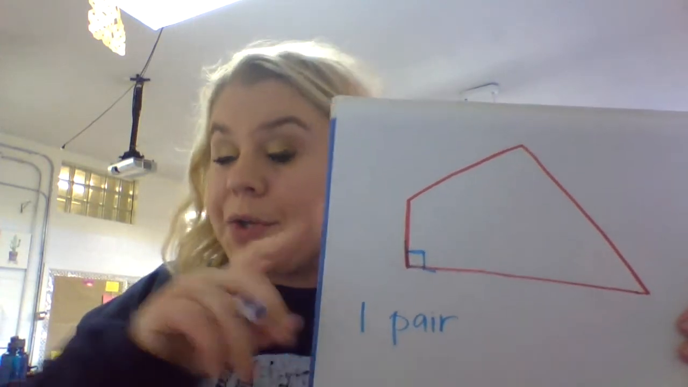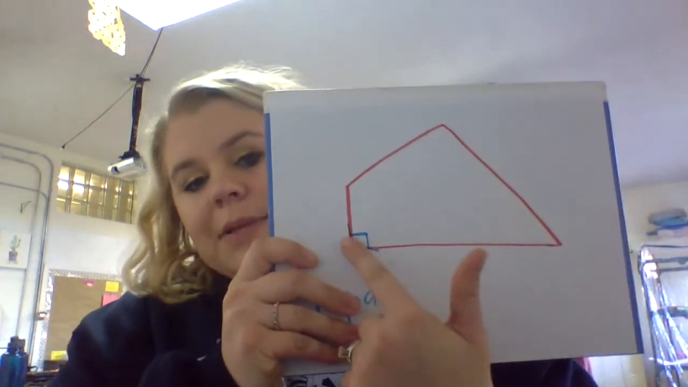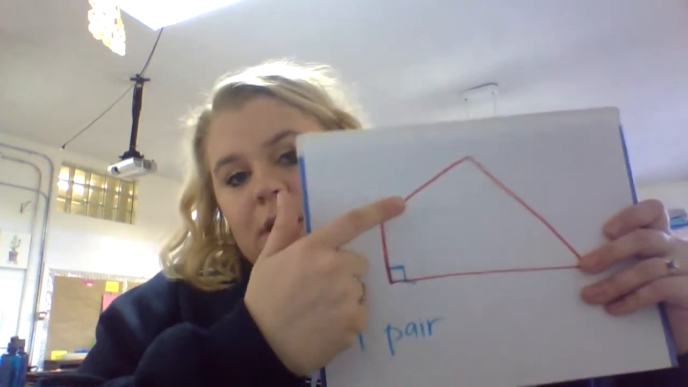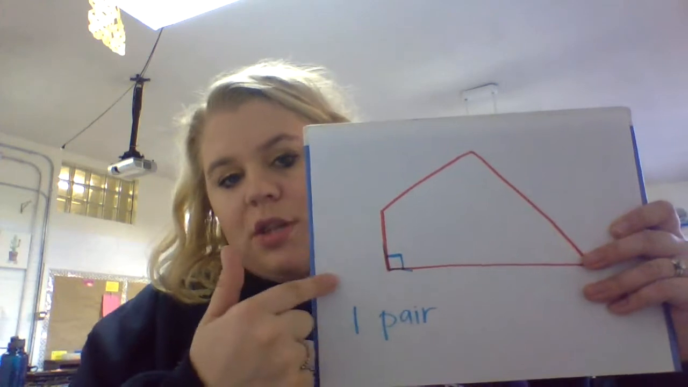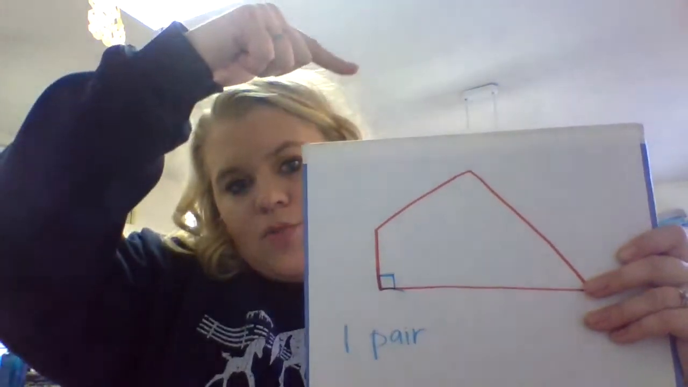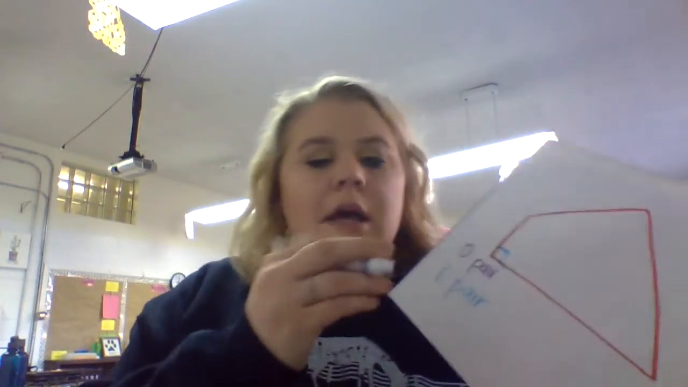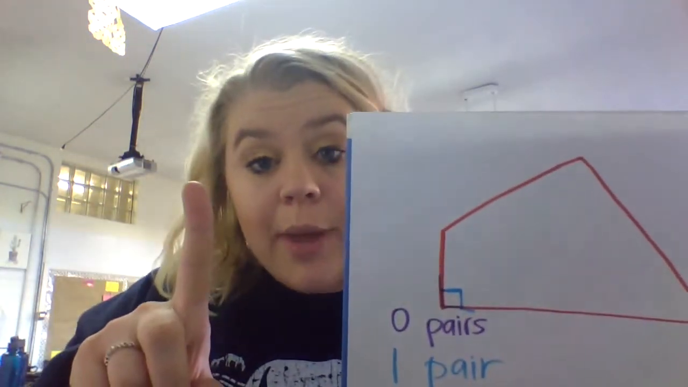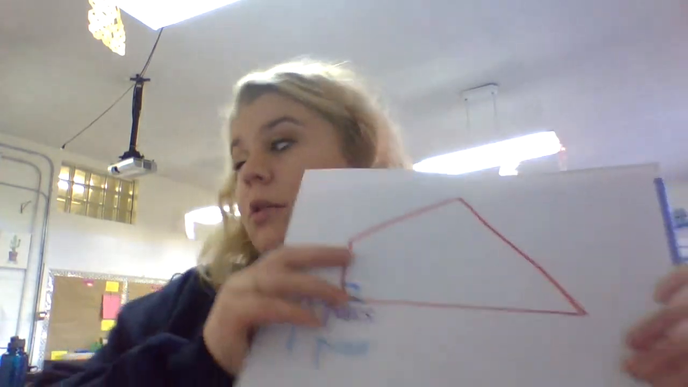But now let's start looking for my parallel lines. I'm going to look at opposites. This line and this line, well, they're not going to touch in this direction. But if I continue them in this direction, they'll surely touch. And this line, they would touch right about up here if my lines kept going. So there are 0 pairs of parallel lines, but there is one pair of perpendicular lines.